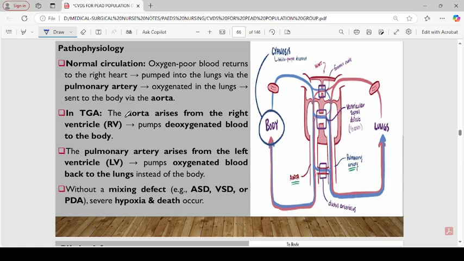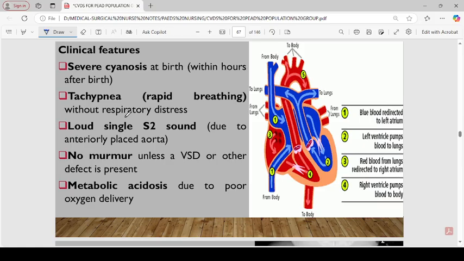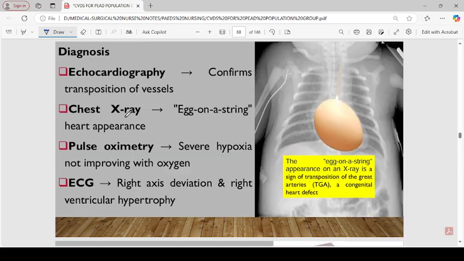But in the transposition of great arteries, the aorta arises from the right ventricle and pumps deoxygenated blood to the body, and the pulmonary artery arises from the left side of the heart and pumps oxygenated blood back to the lungs instead of the body. So without a mixing defect like atrial or ventricular septal defect or patent ductus arteriosus, severe hypoxia and death can occur. So patients with this disorder are going to present with severe cyanosis at birth, tachypnea, loud single S2 sound, no murmur unless there is a ventricular septal defect or other defect present. Metabolic acidosis due to poor oxygen delivery.